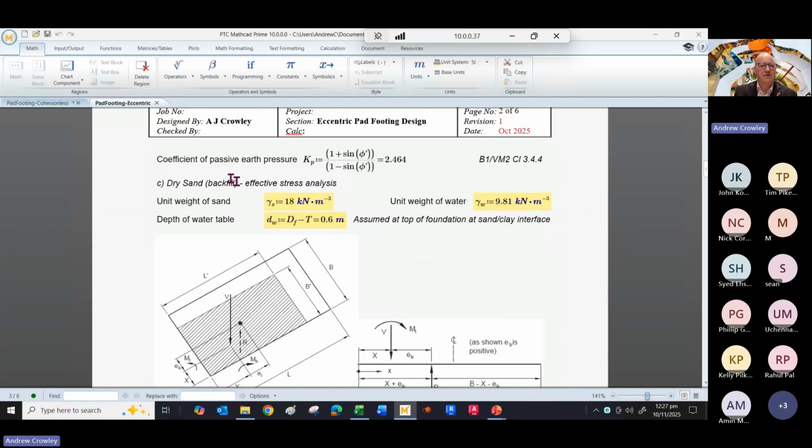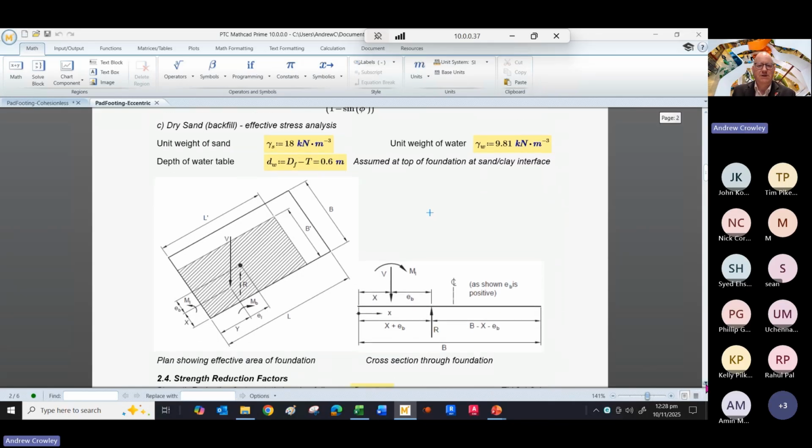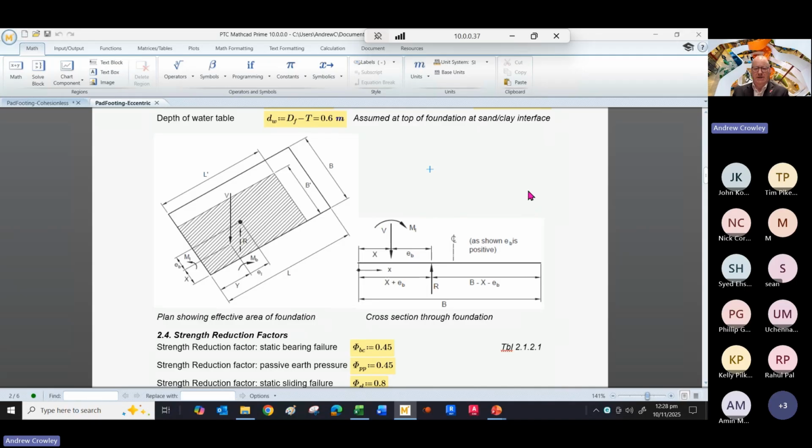Again, we work out our coefficient of passive earth pressure. In this case, it's 2.4. We've also got sand, so we've got backfill over our pad foundation, and we can add the parameters for that. What we're really looking for is the unit weight, because we're just concerned about the dead load applied. Here is our effective area diagram again and how we work it out.